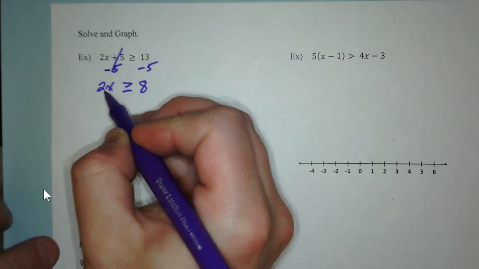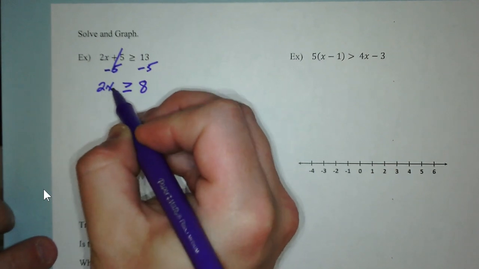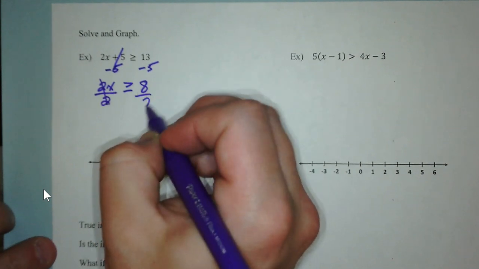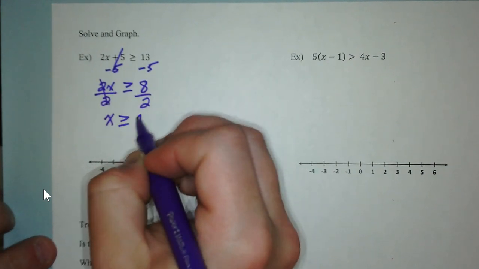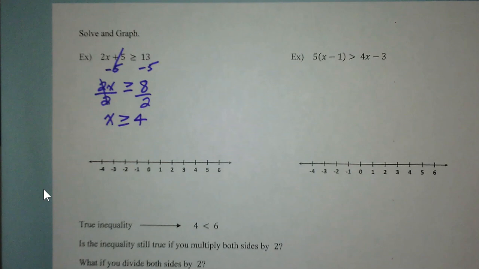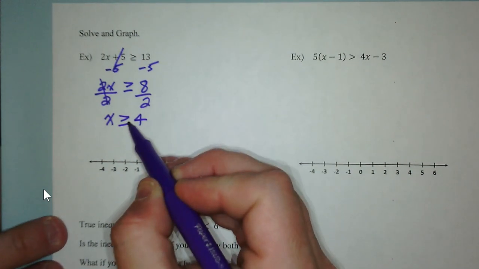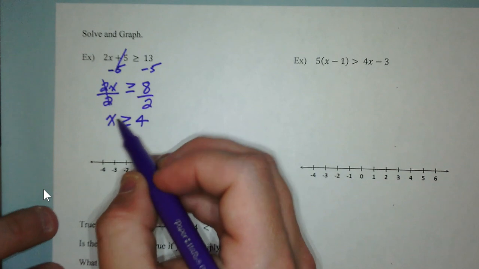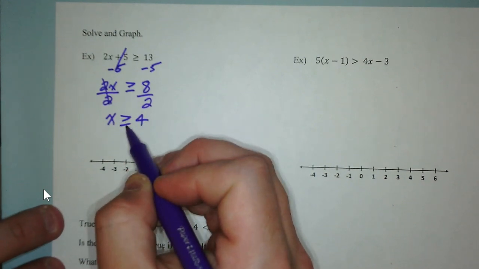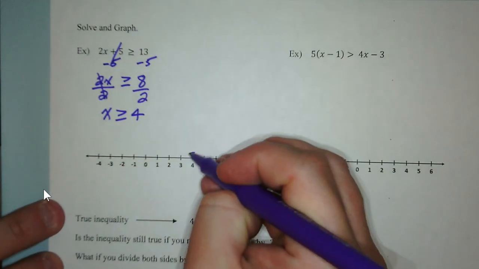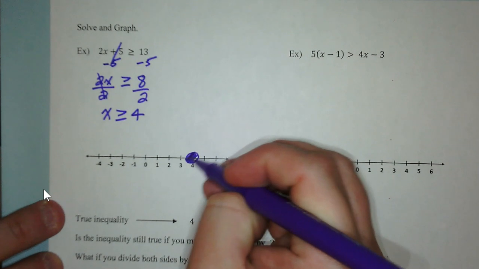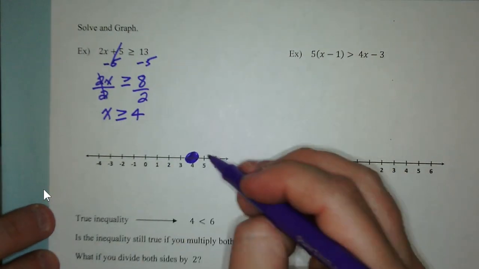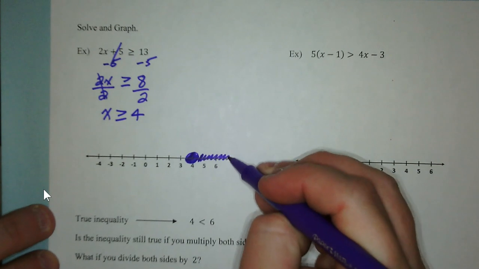Now we get rid of that 2. And since this says 2 times x, doing the opposite is division. And so when we finally get x by itself, we end up with x is greater than or equal to 4. So all our solutions is everything bigger than or equal to 4. So we put a closed circle on 4 because of the or equal to line here. And then we shade to the right.